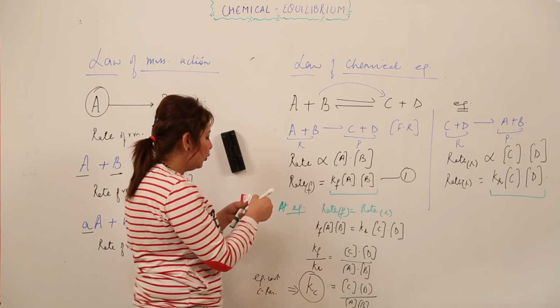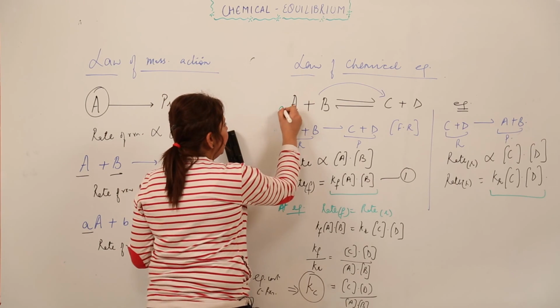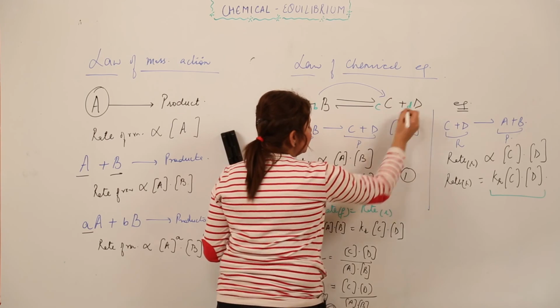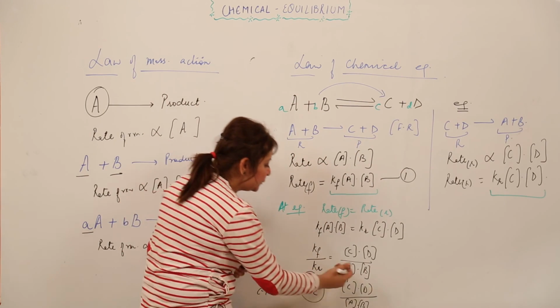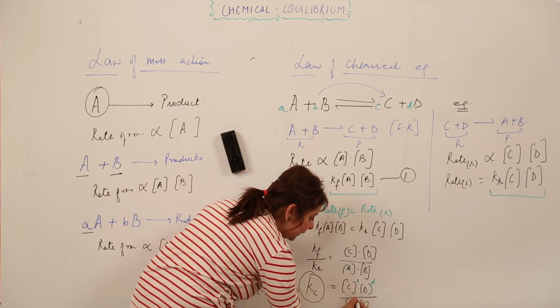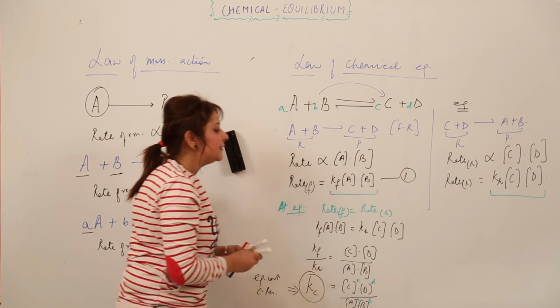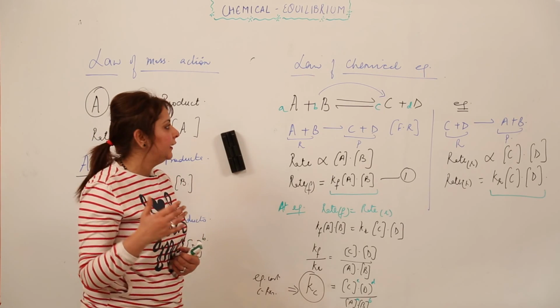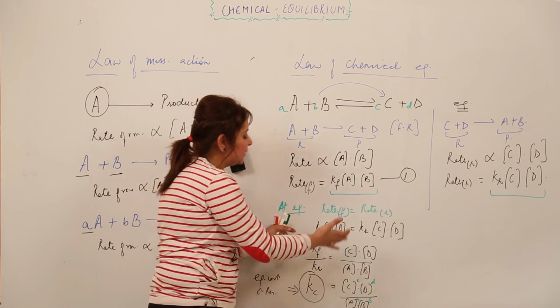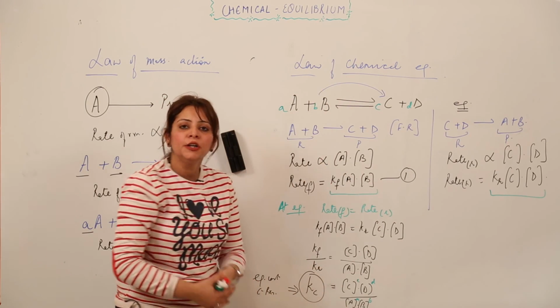And if there are moles also present along with it, just write the moles as the powers or as the stoichiometric coefficients of the respective ones, like this D, A and B. So this is how you are going to write the equilibrium constant expression for a chemical equilibrium. This is what is stated by the law of chemical equilibrium, right.